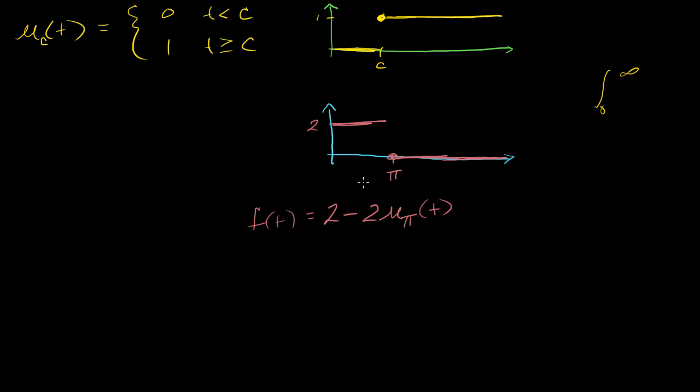And this should work. When we're at any value below pi, when t is less than pi, this becomes 0. So our function will just evaluate to 2, which is right there. But as soon as we hit t equal to pi, that pi is the c in this example, the unit step function becomes 1. We multiply that by 2, and we have 2 minus 2.